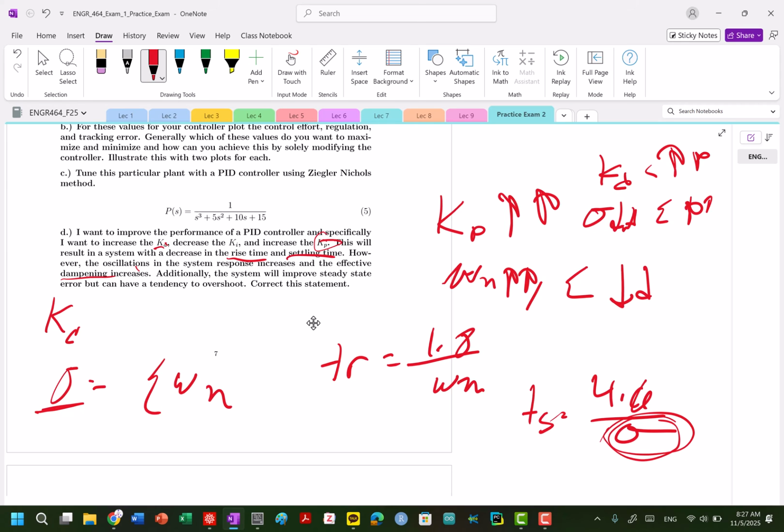Is that true? So what is KI doing? As we increase KI, it will improve steady state error, but it is also true that we have this pole at the zero, we have a third order system, and it can overshoot and perhaps create an instability and become unstable if we exceed a critical value. So overall, I think this statement is true, but we want to break those down.